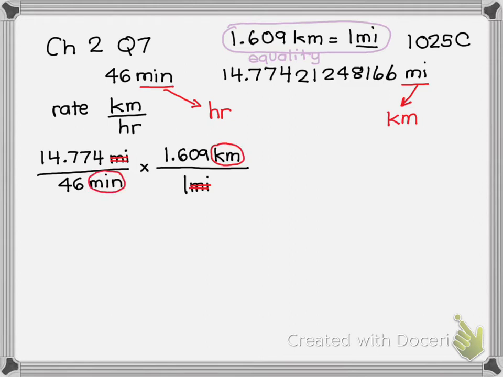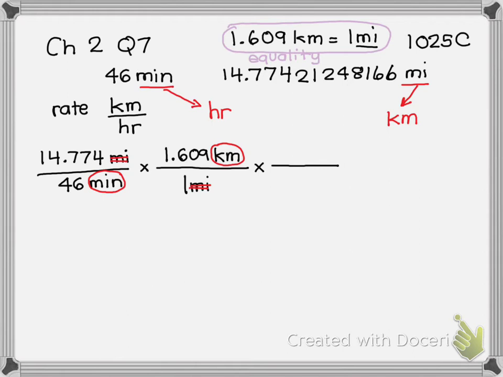But this problem asks for kilometers per hour. So now, I've talked in class, I like to do continuous problems. I'm going to add another conversion factor. And if you like to do this in steps, that's fine. I have found for myself, the more times I stop and use the calculator, the more mistakes I make. So I like to set it up continuously.